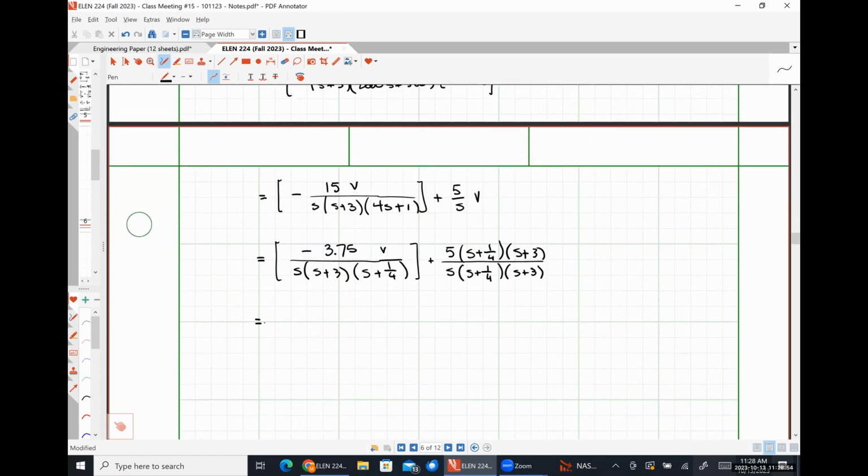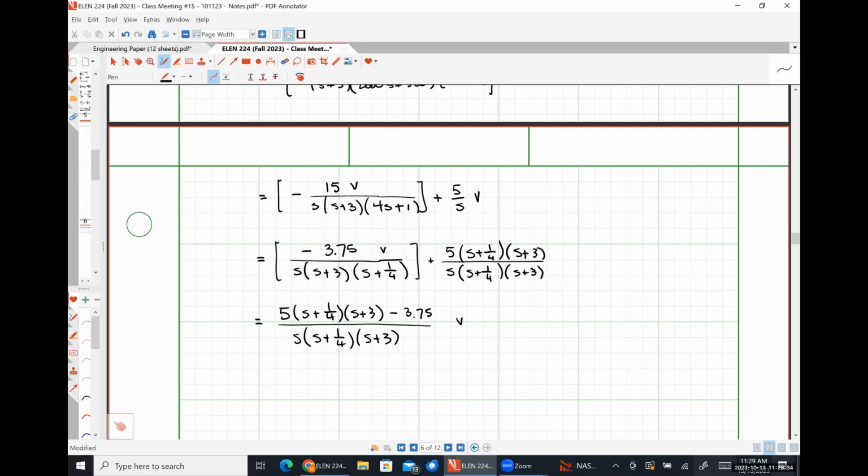And so that is going to give me 5 times S plus 1/4 times S plus 3 minus 3.75, divided by S times S plus 1/4 times S plus 3. With the units of this thing, once again, being volts, so that we're clear of what quantity we're working. So this is something that I can use partial fraction expansion to find the inverse Laplace transform of.